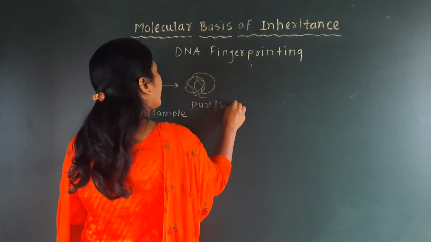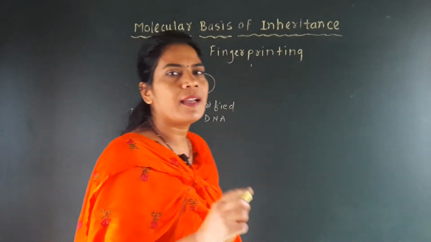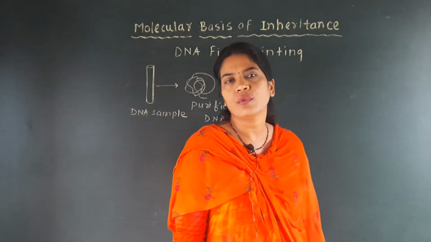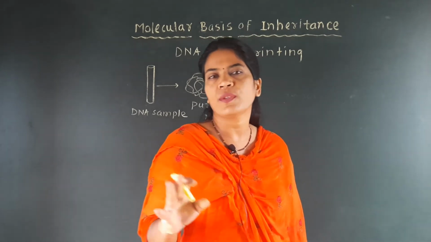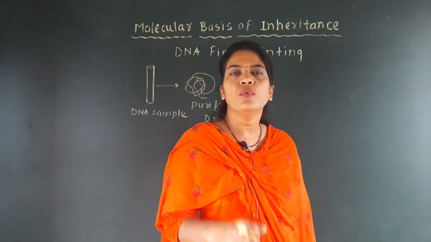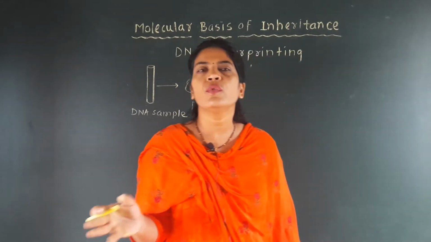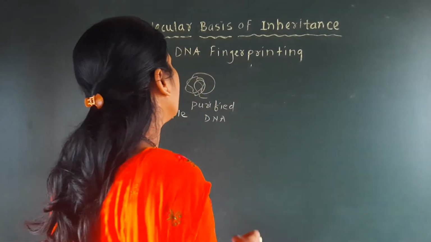Why is it purified? Because you know that the DNA of a eukaryotic cell is always associated with some histone protein and some non-histone protein. So we want only pure DNA. There is no need to study the histone protein or other proteins associated with DNA. So only the DNA is taken out, and the other macromolecules attached to it are removed. That is called purified DNA.